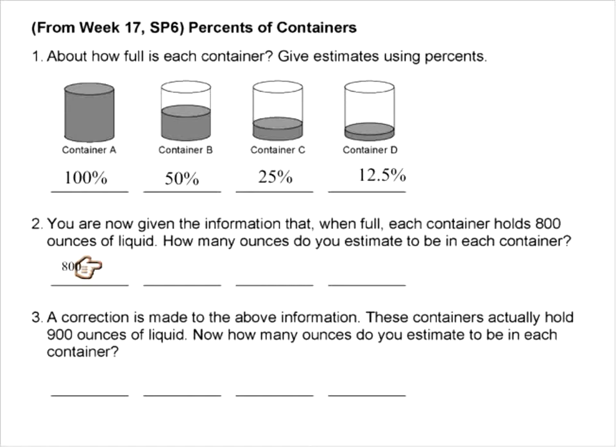And what about container D then? All right. And then the next one, which we're not going to do because I see I'm running out of time, is just more of the same, but instead of 800, it's now 900 ounces.